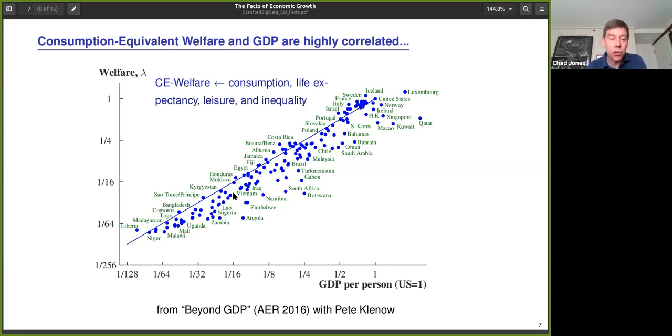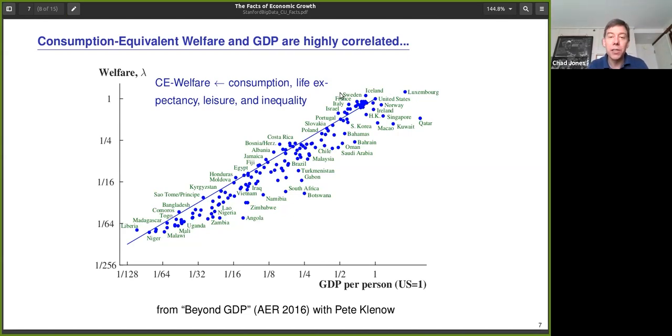And what you can see in this chart, on the horizontal axis is GDP per person, US equal 1. On the vertical axis is the welfare number. I realize I'm going too slowly, right? I need to speed up. And they're highly correlated. So the correlation is 0.95. So the first thing is, sure, all these other things matter, but GDP per person is a good summary statistic. There's a reason why we use it. But that's not the entirety of the story.